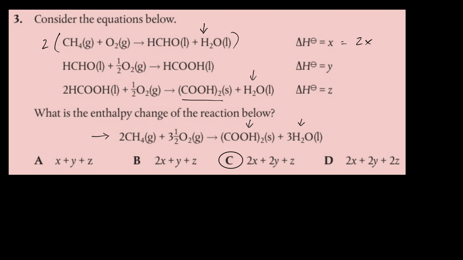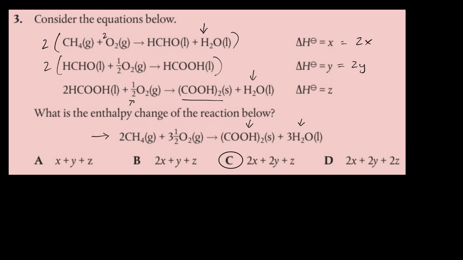So if I have to get a total of 3.5 oxygens, I already have 2 here and a half here. So if I multiply this entire thing by 2, that gives me a total on the left of 3.5 oxygens. And now I just need to make sure everything cancels out correctly.